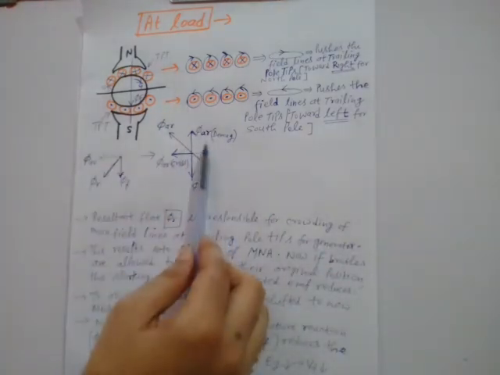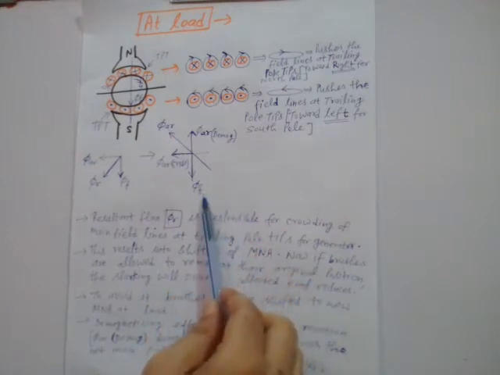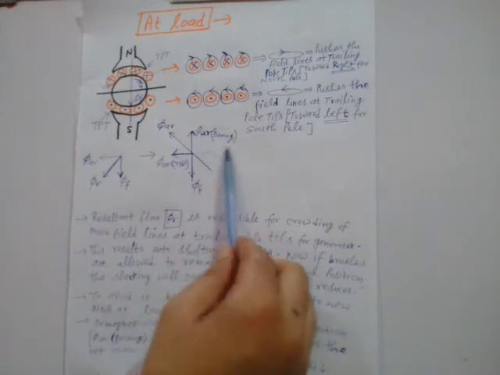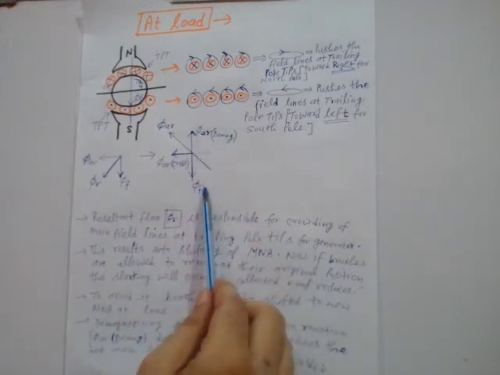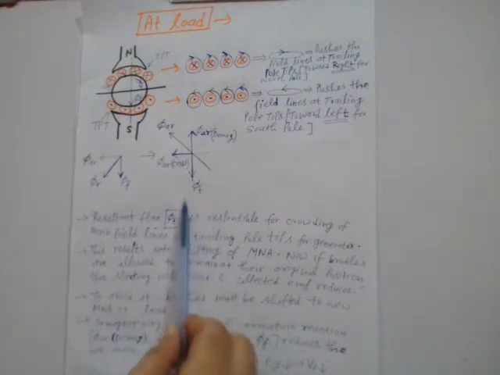So the component of armature reaction flux which is responsible for reduction of main field flux is phi AR demagnetizing. Only this component will be responsible for reduction of this main field flux. Why? Because it is directly opposing this field flux, right? So due to this, the net main field flux will reduce.